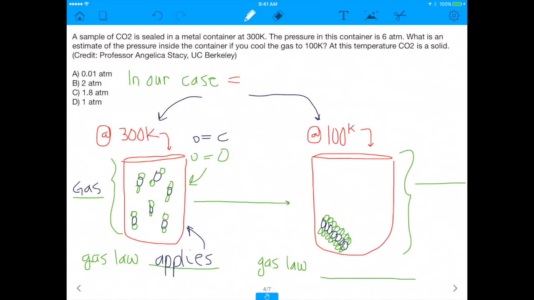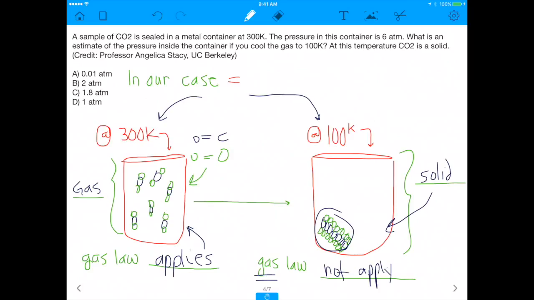But at 100 Kelvin, notice how we now have a solid. Solid means that all the molecules are scrunched up together in one place. When you're a gas, you have no definitive shape or volume, and you can expand. But as a solid, you have a definitive shape and volume, and therefore you're stuck in one place. And again, because there's not a gas here, the gas law does not apply.